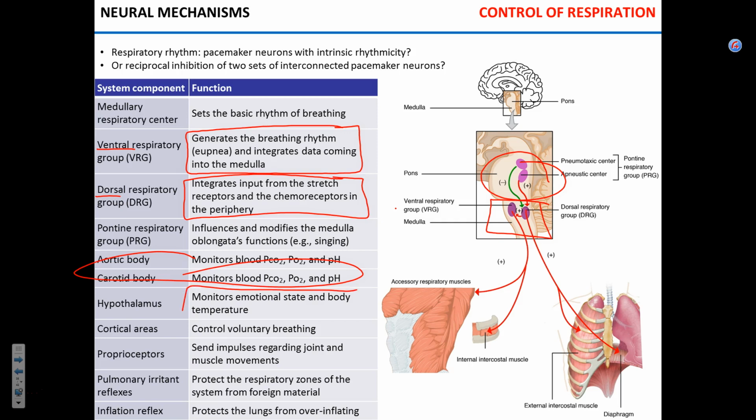Hypothalamus. Respiratory responses to emotions. When you're super excited, what happens to your respiratory rate? It goes up. That's hypothalamic. When you cut yourself really badly, what happens with your respiration? You take a breath. That's a hypothalamic response. Does that make sense? So there are respiratory responses to emotions.